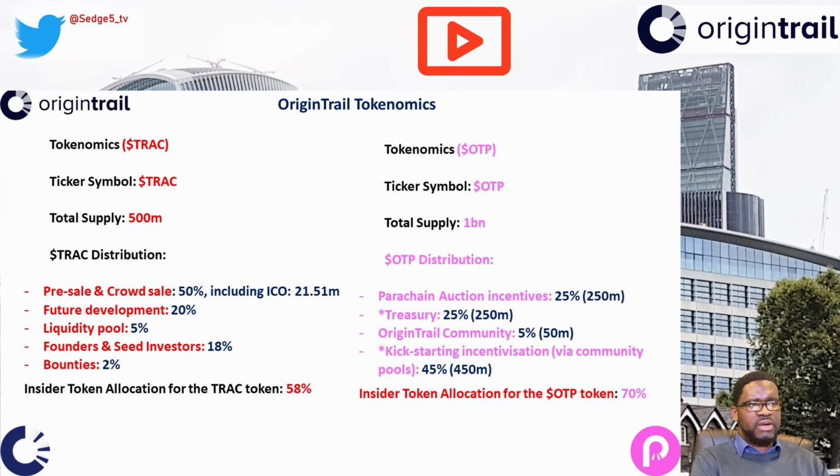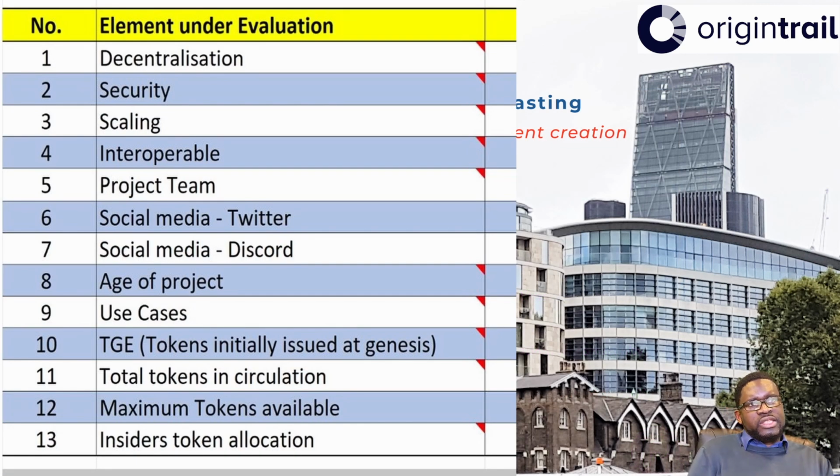And here is a quick rundown of the 13 elements once more. We've got decentralization, security, scaling, interoperability, project team, social media via Twitter, social media presence via Discord. We look at the age of the project, how old the project is, before we jump into the use cases. Are there any real-world use cases, as well as the use cases for the token or coin that is powering the network or the project? We also consider tokens issued at project launch, as well as tokens in circulation at the point at which we are doing this video, before we go on to maximum tokens available, whether there is a hard cap, as well as insider token allocation.